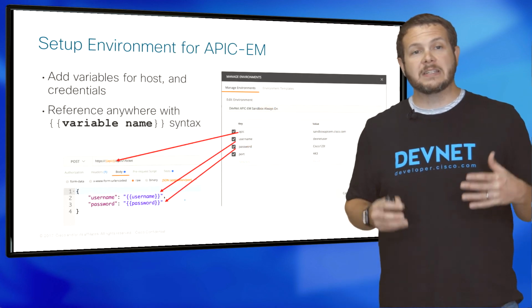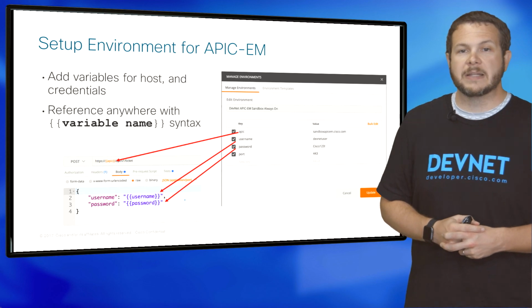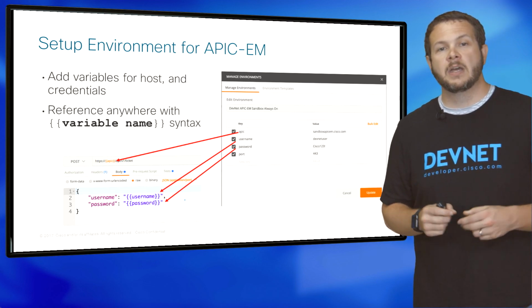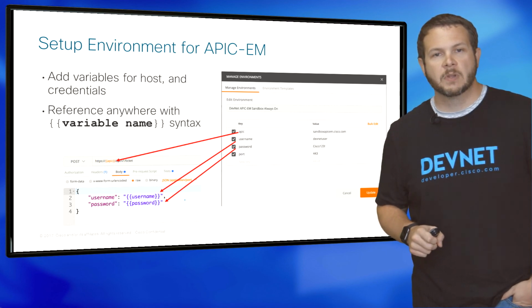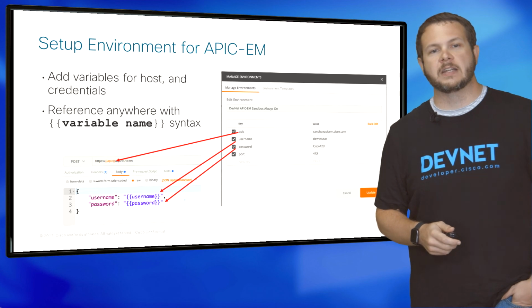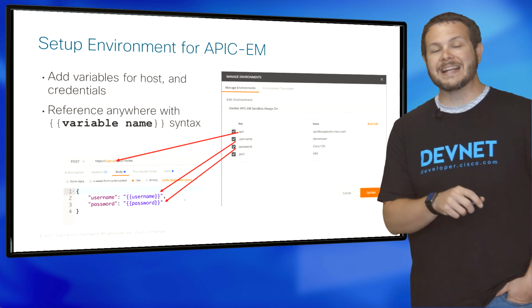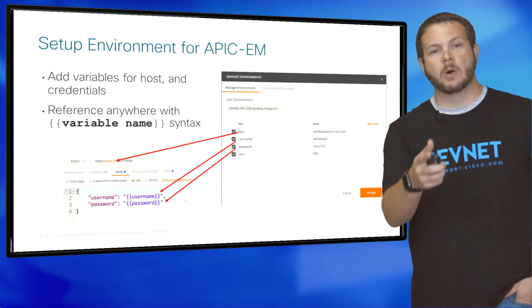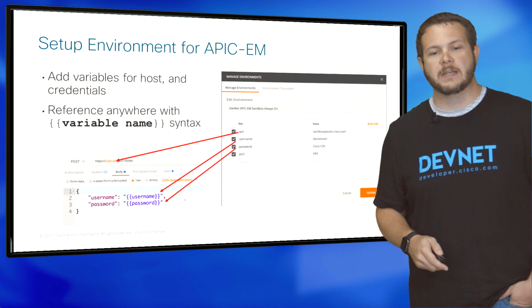To start out, we need to set up our environment inside of Postman for APIC-EM. Here we can see where I'm identifying the particular APIC-EM IP address, or in this case, host name that we're connecting to. We've got the username, the password, and then the port that APIC-EM is running on in this instance for this environment. With those variables defined inside of the environment, I can take advantage of them in URIs as well as bodies of content, as we'll see here when we log into the device.